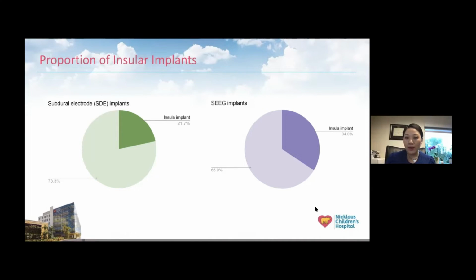So when we're talking about 22% of subdural grids involving the insula and 34% of SEEGs involving the insula, that approaches statistical significance. And so that is to say, we are doing quite a few more insular implants through SEEG compared to subdural electrode implantations.